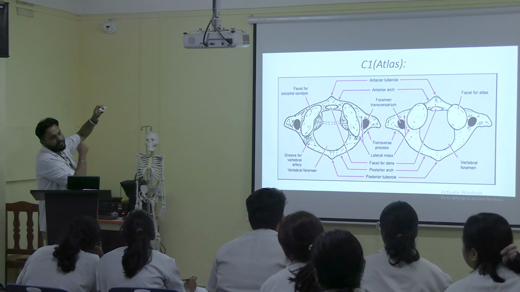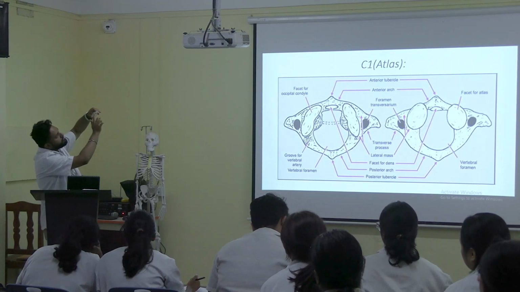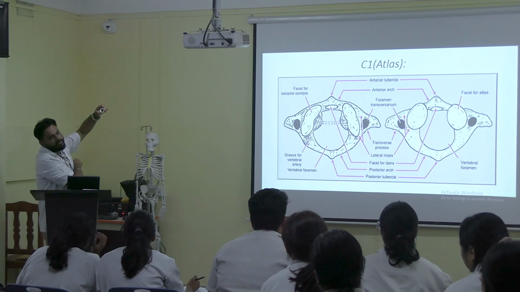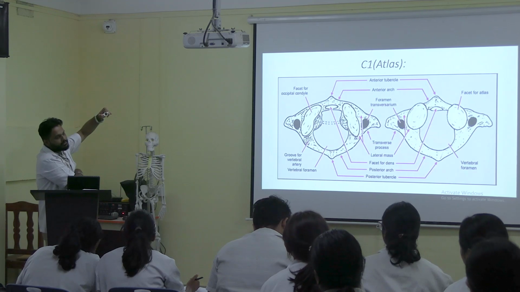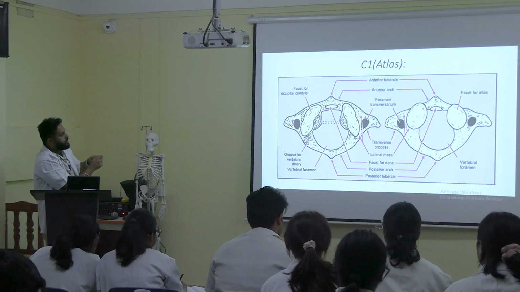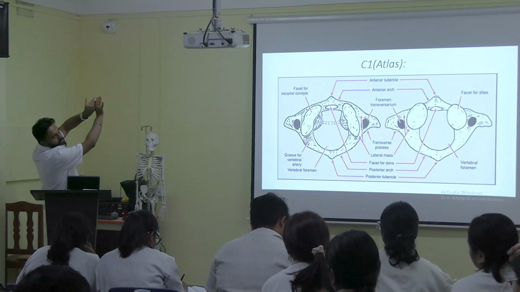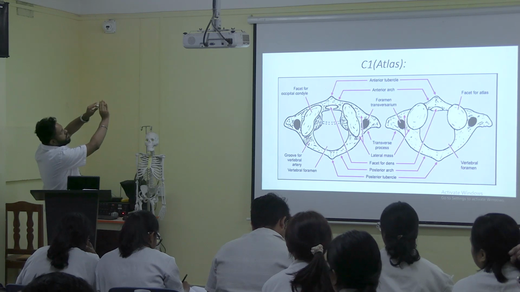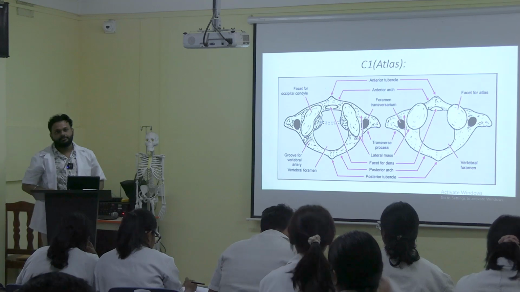What is this? Superior articular facet. What's the shape? Kidney shaped. See, below these are the inferior articular facets. These are more or less circular. Right? Easy. Now there are a few attachments. Okay. So these are the lateral masses I told you about. Okay. This is the transverse process. So there are a few attachments.